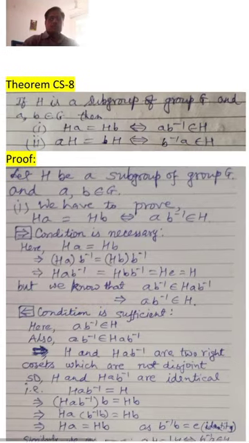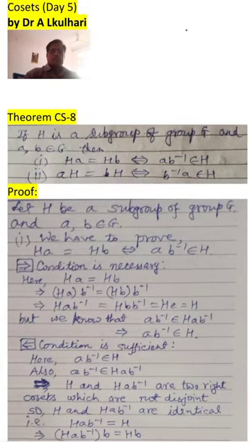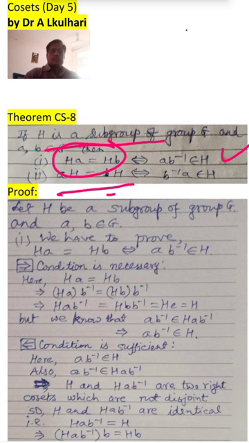Theorem number 8. If H is a subgroup of group G and A, B are two members of G, then HA equals HB, meaning two identical right cosets, gives AB inverse is a member of H. Also, left cosets AH equals BH if and only if B inverse A is a member of H.